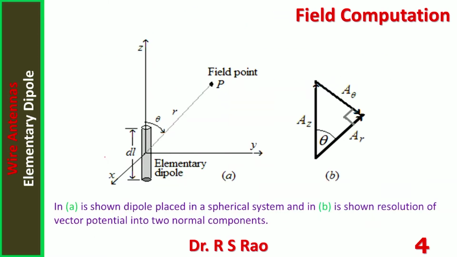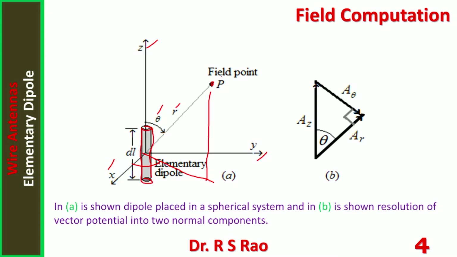Here is shown an elementary dipole located in a spherical coordinate system. Here it requires to be mentioned that it is the spherical coordinate system that is widely used in antenna theory. It has its own advantages when used in antenna theory. X-axis, y-axis, z-axis. Theta is the polar angle, r is the radial vector. Phi can also be defined, the azimuth angle.